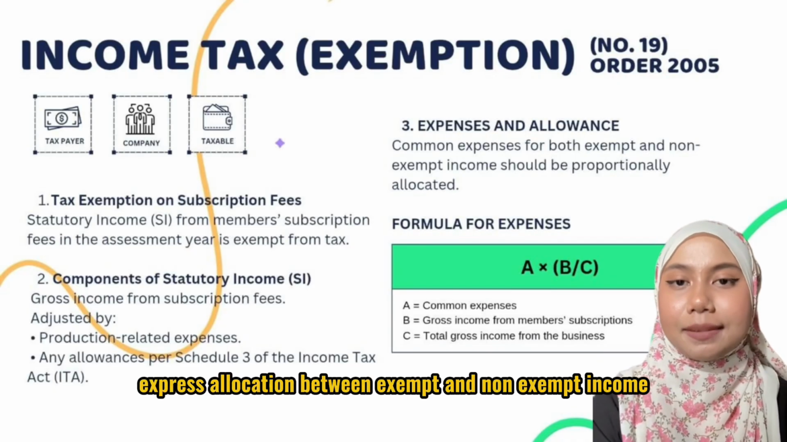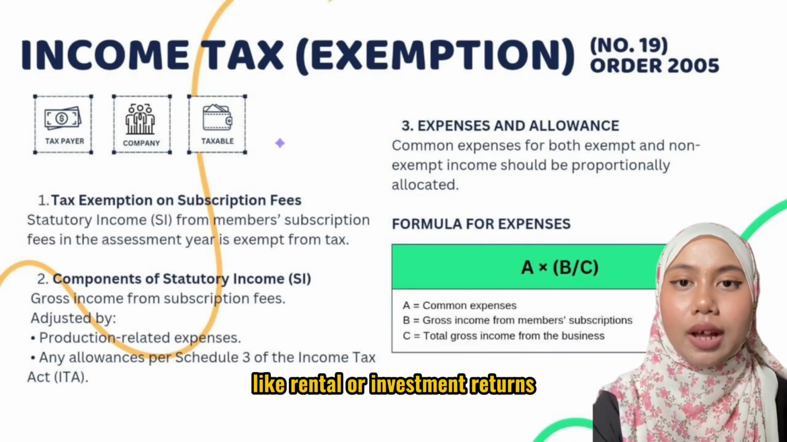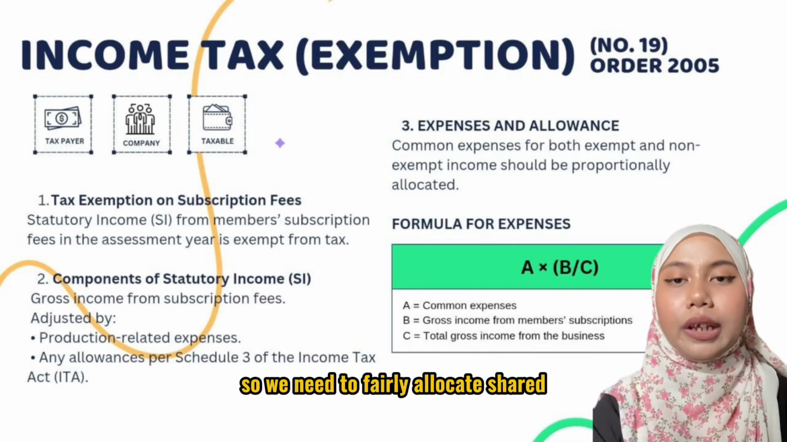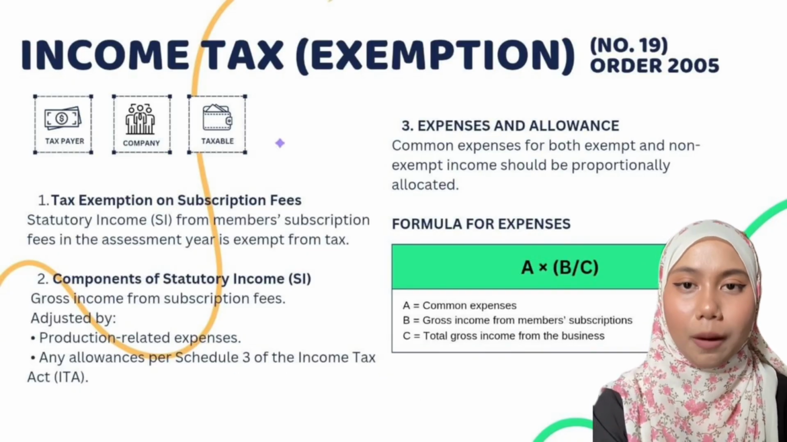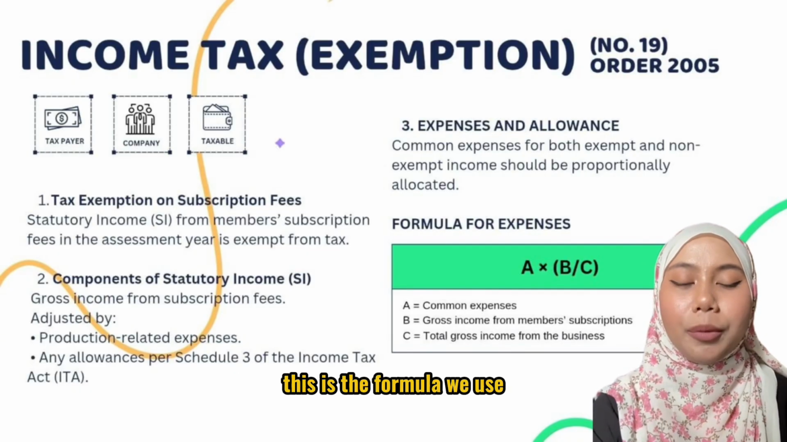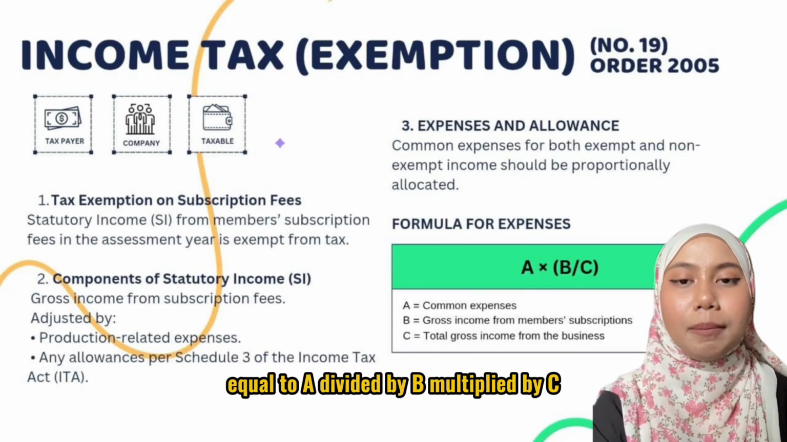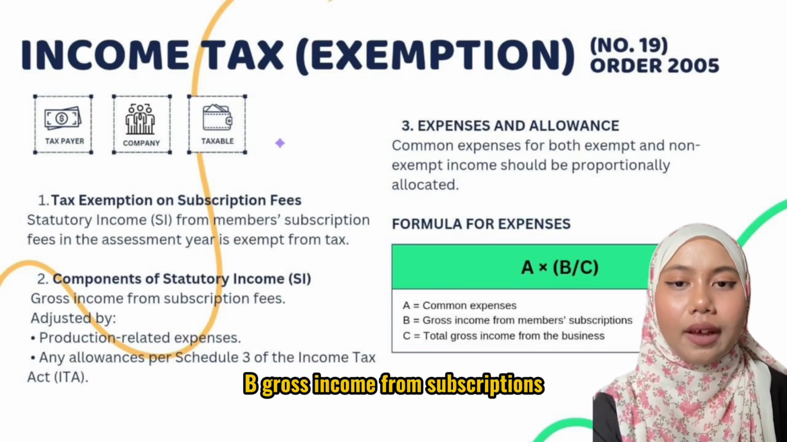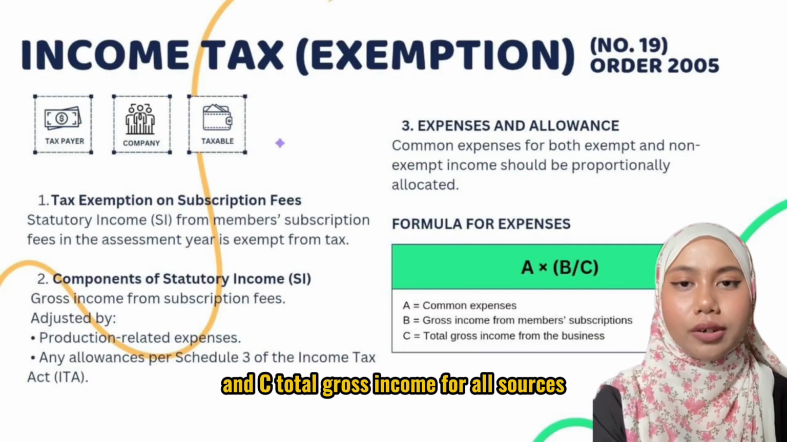Number 3, expense allocation between exempt and non-exempt income. But wait, what if the association has other income too, like rental or investment returns? Not all income is exempt. So we need to fairly allocate shared expenses between the exempt income and non-exempt income. This is the formula we use. Allocated expenses equal A divided by C multiplied by B, where A is total common expenses, B is gross income from subscriptions, and C is total gross income from all sources.